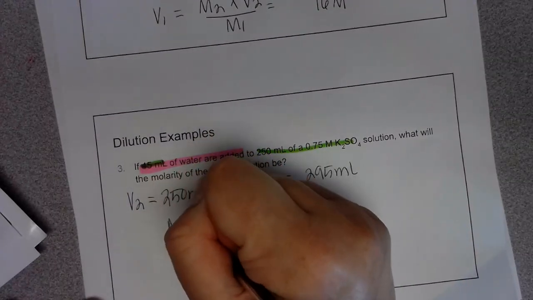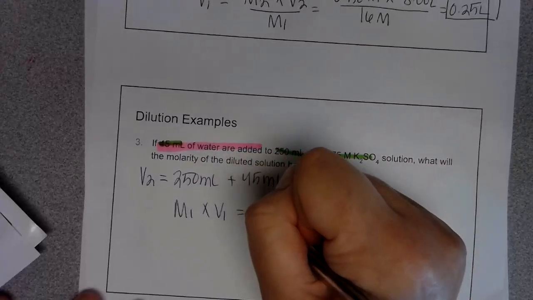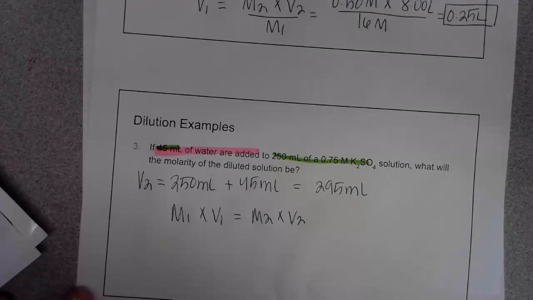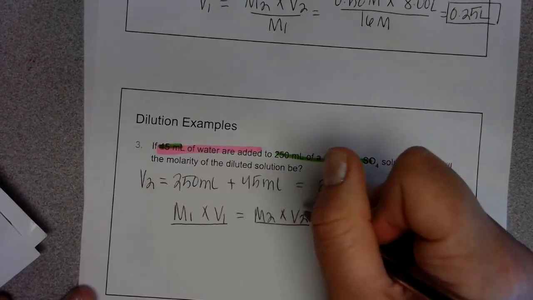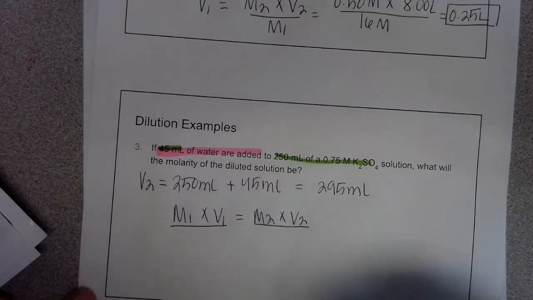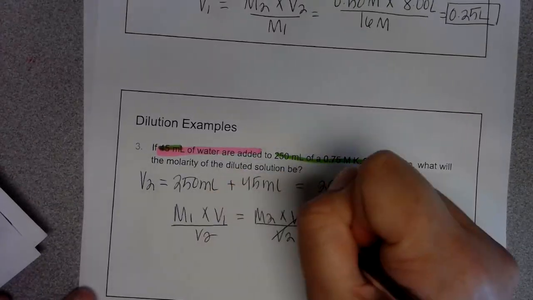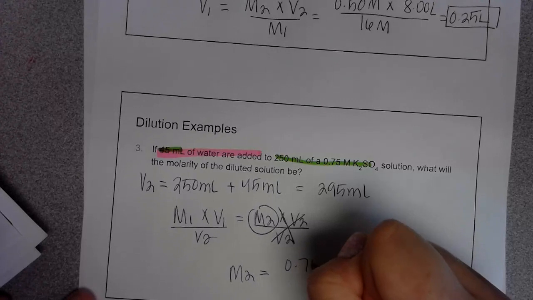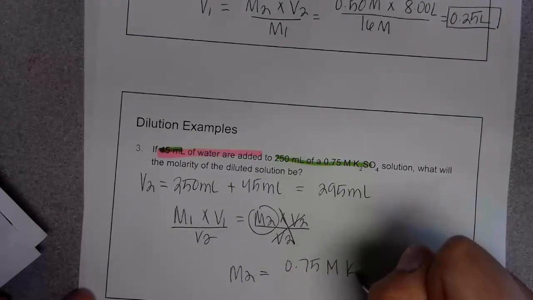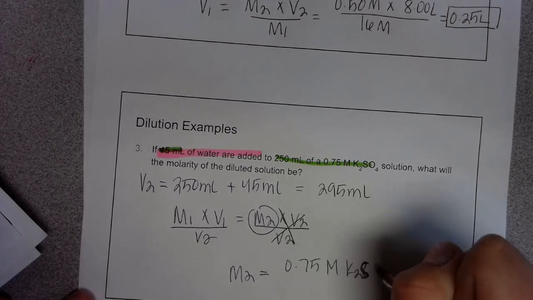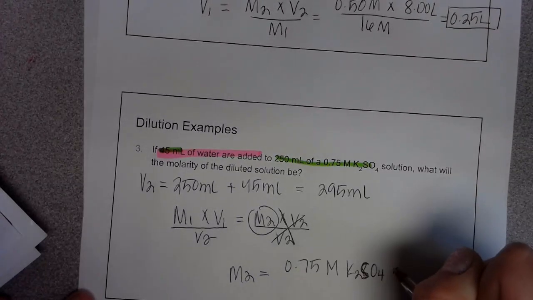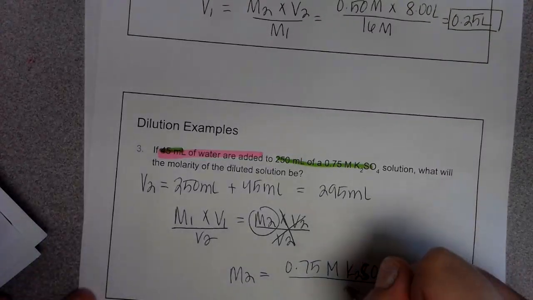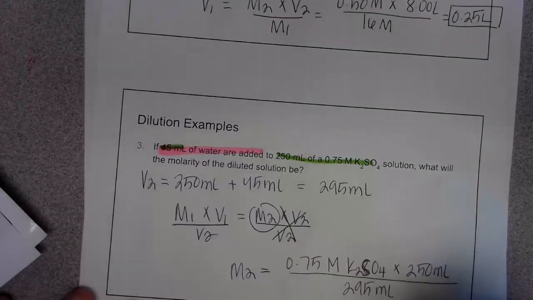So M1 times V1 equals M2 times V2. I'm solving for molarity, so we need to divide by volume 2, which gives me my M2. So M2 equals, molarity 1 was 0.75 molar K2SO4, times my volume 1, which is 250 milliliters, divided by my volume 2, which is 295 milliliters.